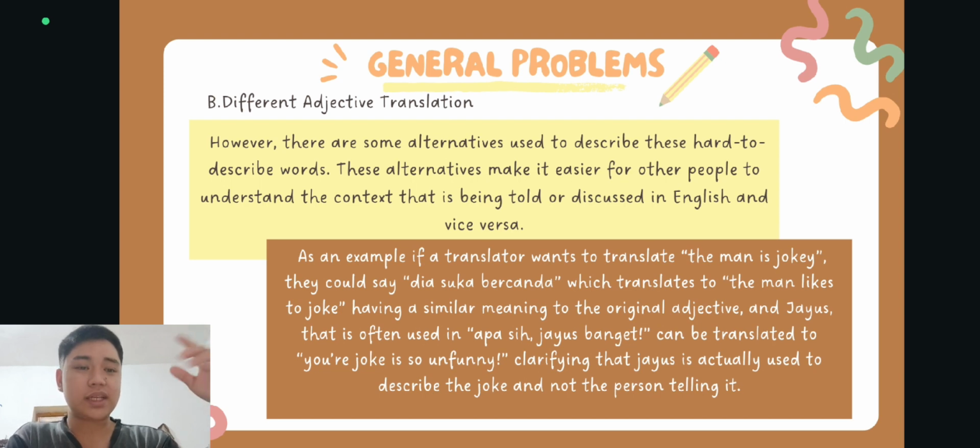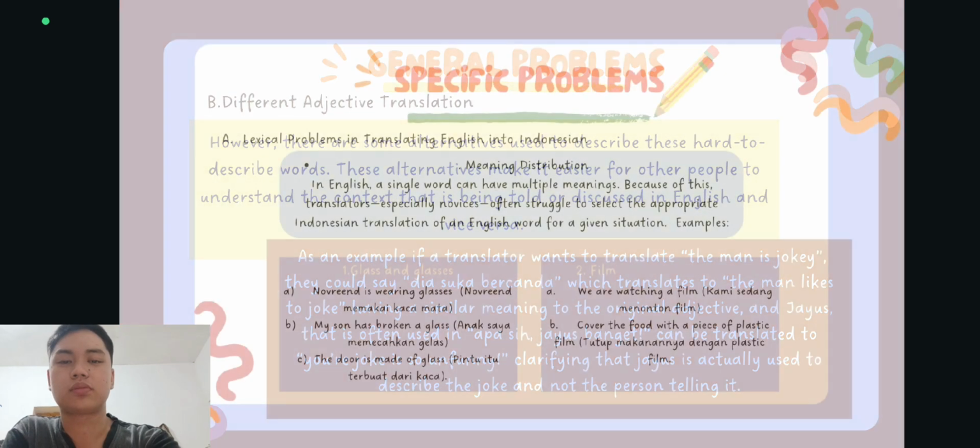And also, jayus, that is often used in "apa sih, jayus banget", can be translated to "your joke is so unfunny", clarifying that jayus is actually used to describe the joke and not the person telling it. This is important because some translators do not know how to describe some words that do not have the exact meaning in the translated language. That is why these alternatives are considered important in the process of translating and interpreting.